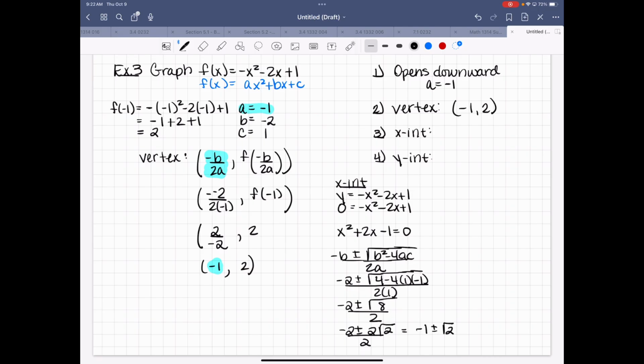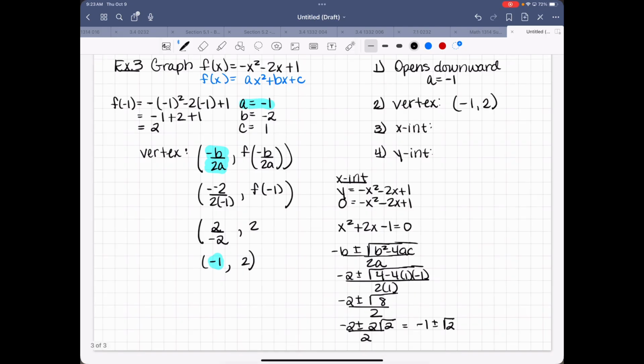Okay, so it's not a friendly number. It's not completely unfriendly. We have some x-intercepts. Of course, I know the square root of 2 is 1.414. So if I'm saying negative 1 plus 1.414, that's an x-intercept around 0.4. And then if I subtract it, there's going to be an x-intercept around negative 2.4. Now, you do have your handy-dandy calculator that you can use to put that in.